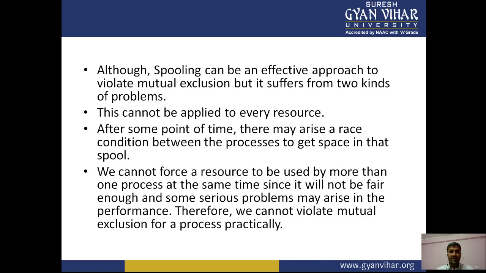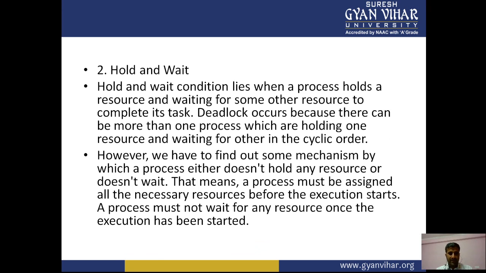So we cannot force a resource to be used by more than one process at the same time, since it will not be fair enough, and some serious problems may arise in performance. Therefore, we cannot practically violate mutual exclusion for processes, right? So it is not always possible to prevent deadlock by preventing mutual exclusion, making all resources shareable, as certain resources can't be shared safely, right?